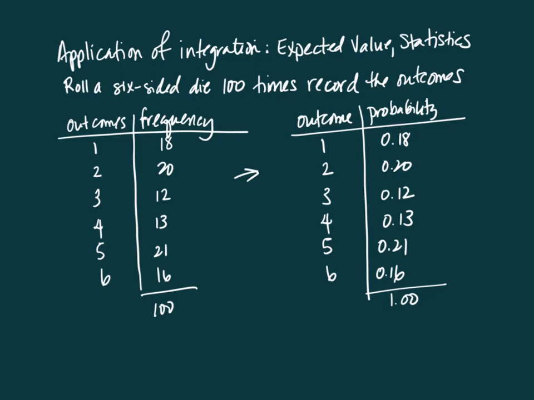We're going to tackle another application of integration in this video, and that is finding expected value and some statistics for a probability density function. So we're going to go back to the rolling a six-sided die 100 times, this discrete example, to then hopefully help us determine how to do this for a continuous variable.